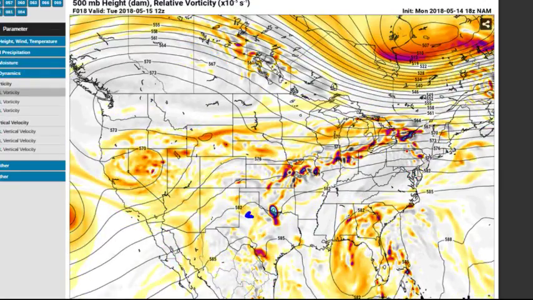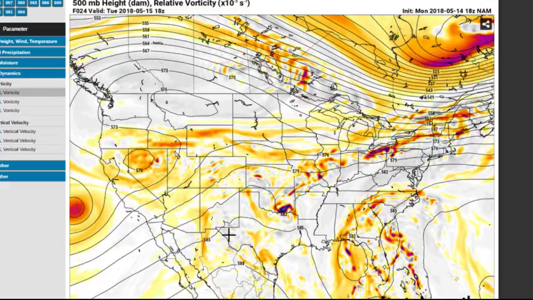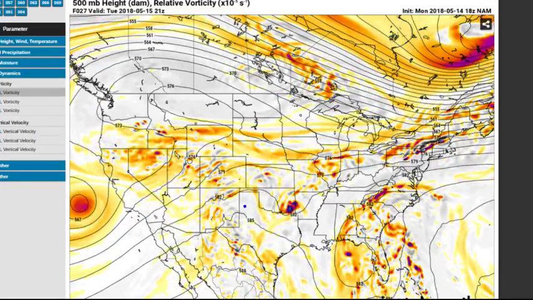looks like we come underneath some ridging tonight. So there's going to be some subsidence working on Kansas and Oklahoma. The next trough coming in from Arizona. So as we go through the day tomorrow, it looks like we're still going to be underneath that ridge, but that trough will be approaching from the west.